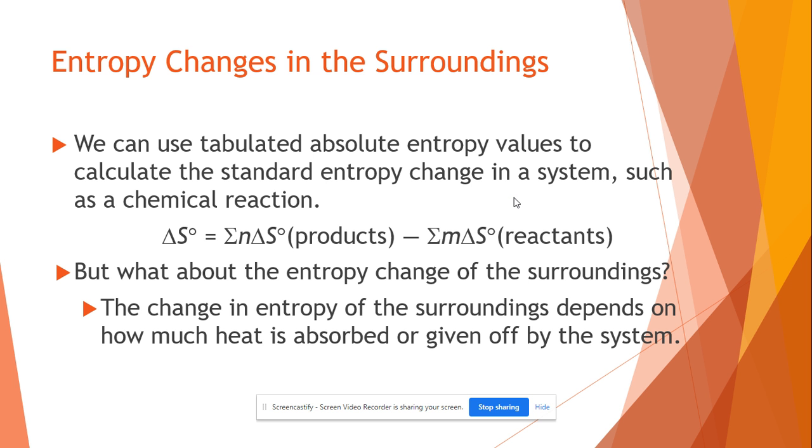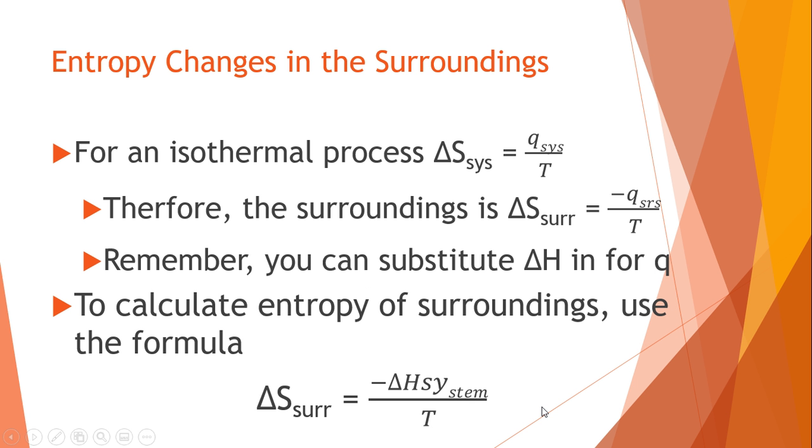But how do we actually go about finding it for the surroundings? Well, the change in entropy of the surroundings is going to depend on how much heat is absorbed or given off by the system. And remember, heat is enthalpy. This brings about what we've kind of hit on already in the past, and it's going to combine a lot of pieces of information that we've learned.